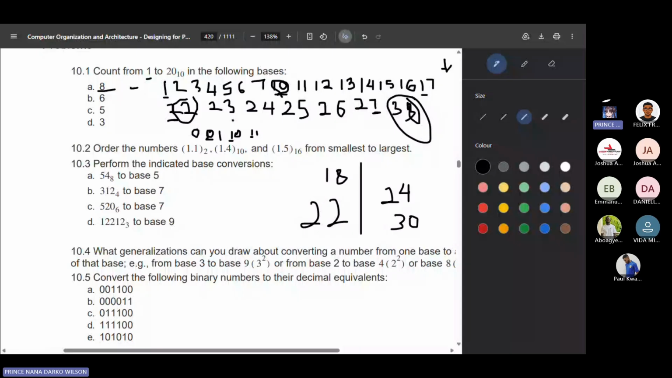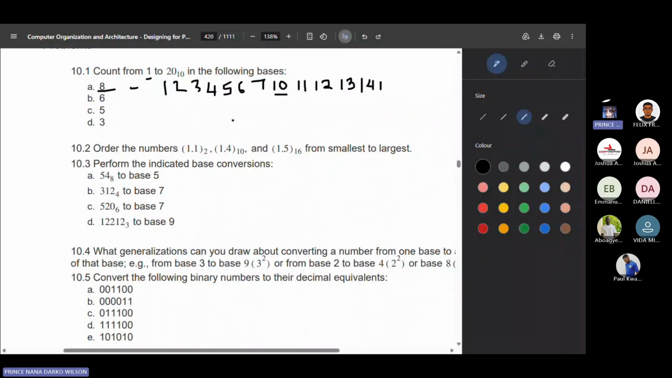Let's apply the same idea, but this time to base 6. So now say I want to count from 1 to 20, but this time in base 6. So we do the same thing. There's 1, there's 2, there's 3, there's 4, there is 5, but there can't be a 6, can there? There can't be a 6, so we start again. So 1, 0. 6 goes into itself once, remainder 0.